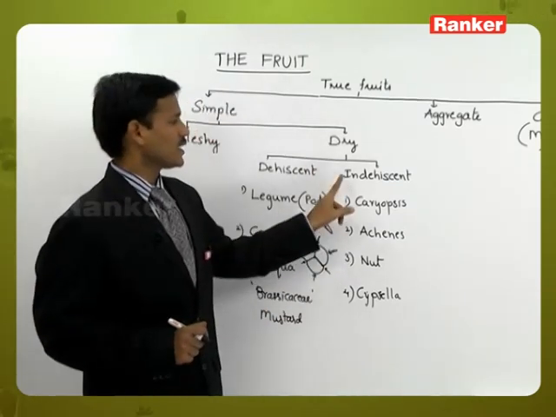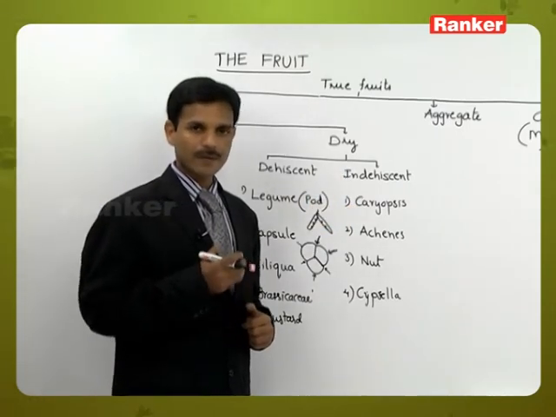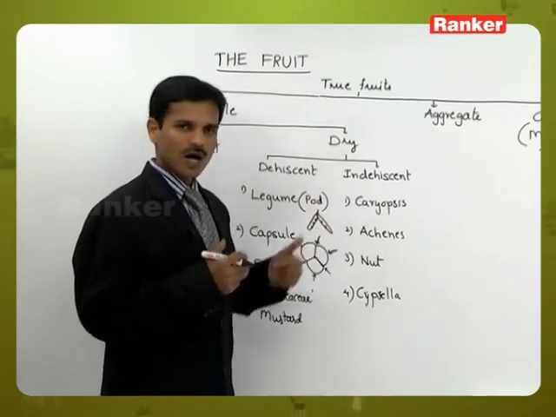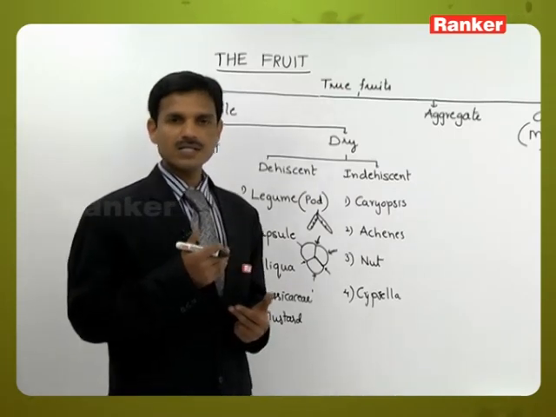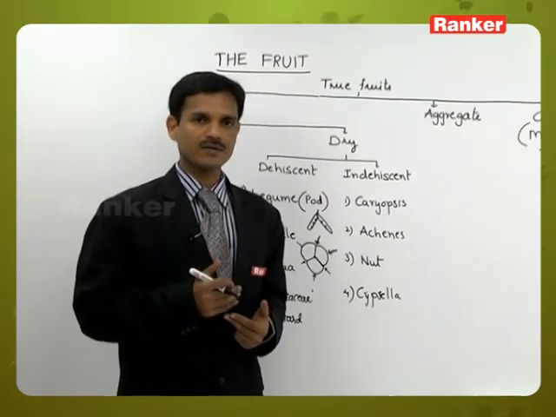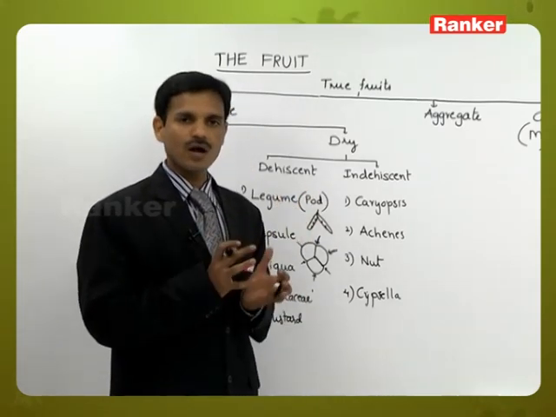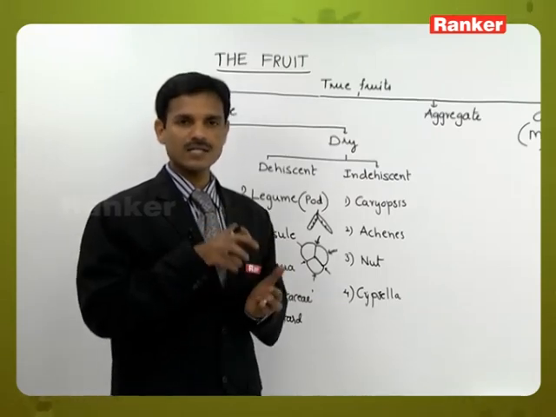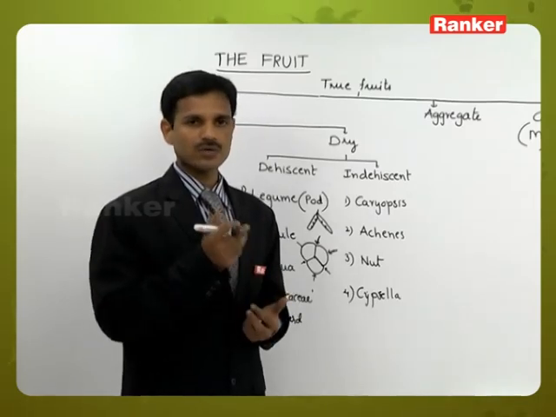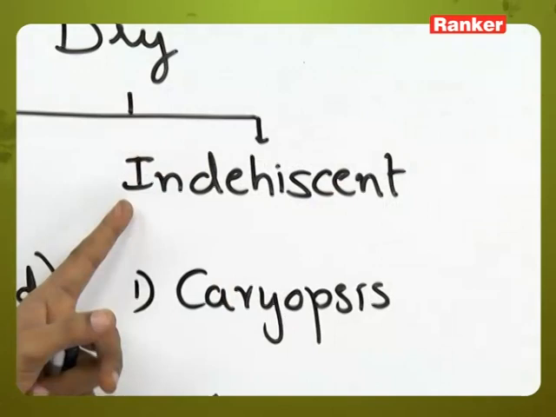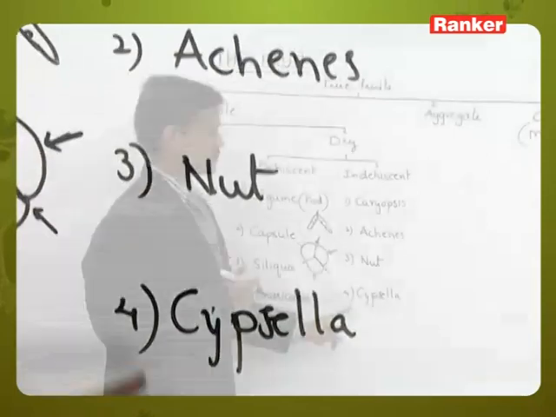Next, indehiscent fruits. Indehiscent fruits do not dehisce at maturity. How are the seeds liberated outside? The fruit is not dehiscing, but the seeds have to be liberated. After the disintegration of the fruit wall, the seed, which is present inside the fruit wall, comes out. The indehiscent fruits are of different types: caryopsis, achenes, nut, cypsela.